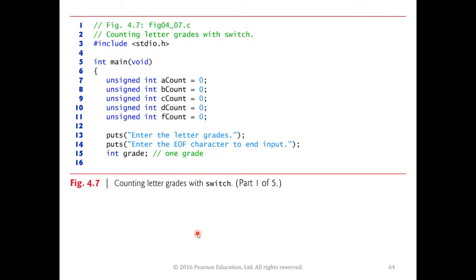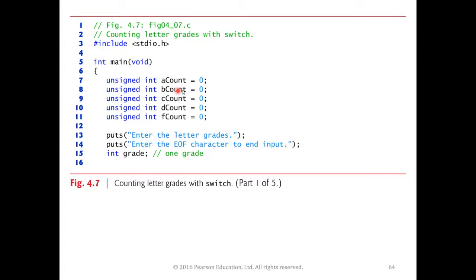Okay, so let's look at a bit more complex example, an example which is a bit more involving. So this is the example from the book. The previous couple of examples I took from online because they were simpler. But let's look at this example. Now, what does the book example do? It counts letter grades using the switch.